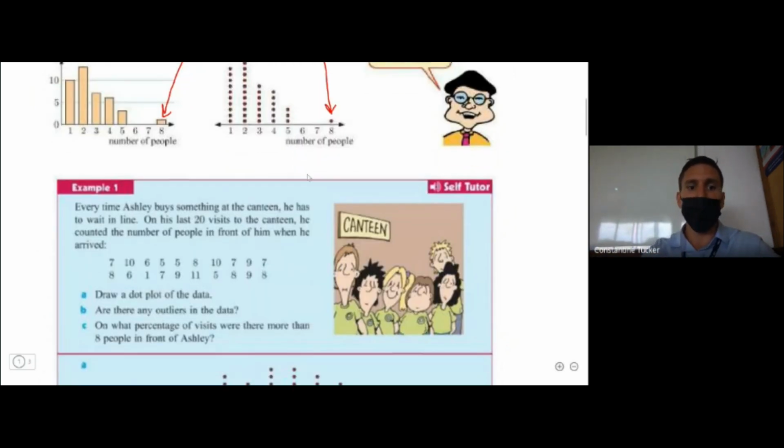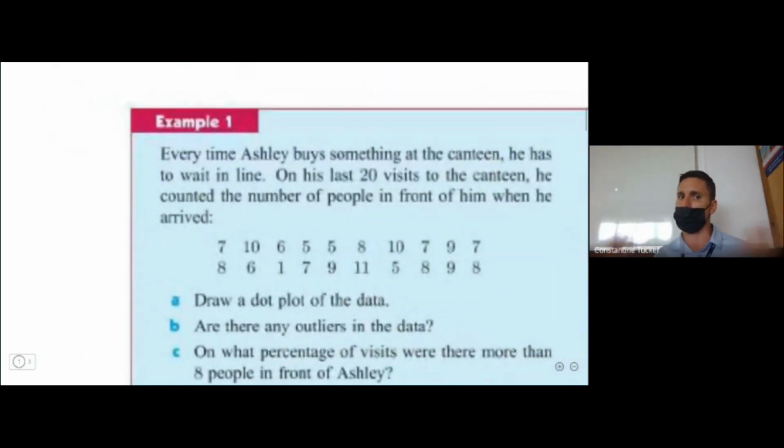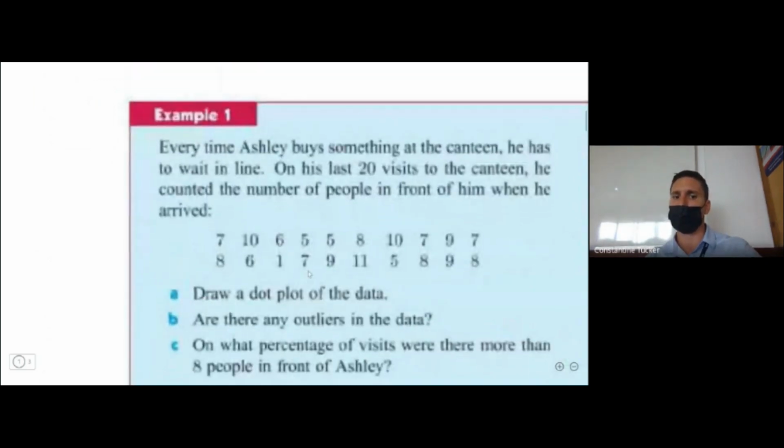So anyway, now let's move on to how we do this. So what do we do in the questions? So they say, Ashley bought something at the canteen. He has to wait in line. 20 visits he made at the canteen, and he counted the number of people in front of him. So he said, right, today it was 7 people in front of him. Then the next day it was 10 people in front of him. Then it was 6 people in front of him. Yeah, I know, right? Shall we make it a bit more interesting?